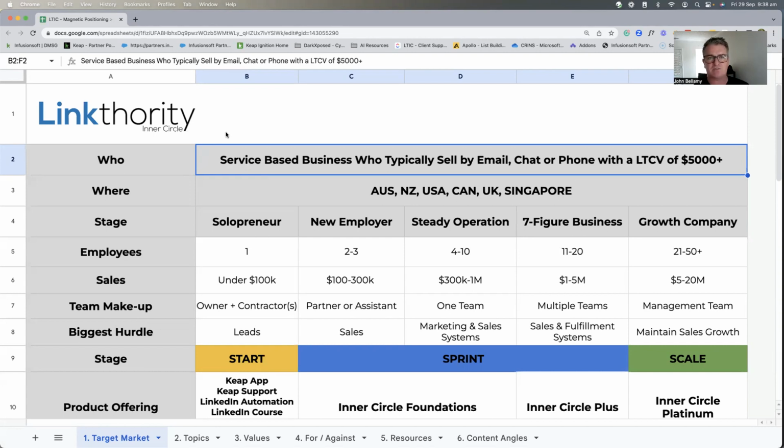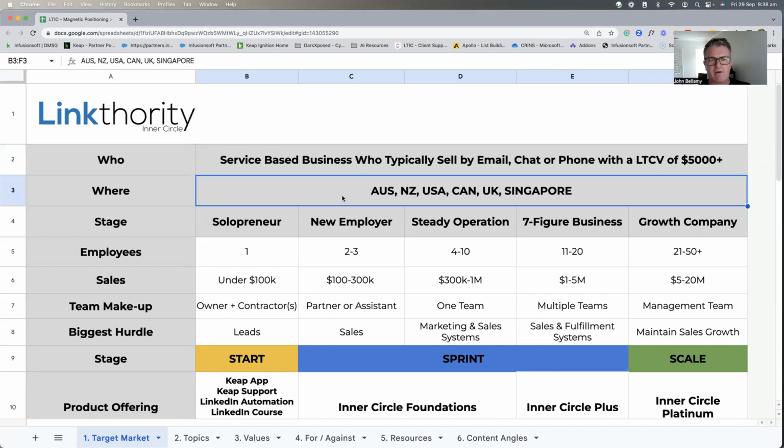And we've got a full range of clients from personal training studios to roofing companies to manufacturing to real estate, to heart surgeons, coaching, consulting in sales, leadership, cleaning companies, the list is enormous. But the commonality between them is they're typically service businesses who are selling by email, chat, LinkedIn, Facebook, or via a phone call with that higher long-term client value.